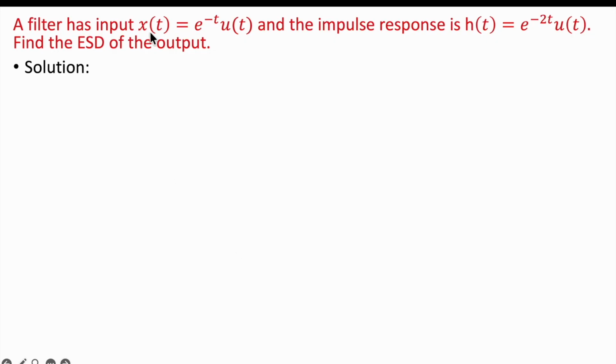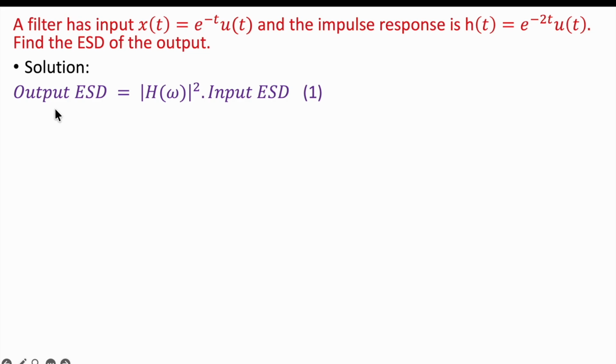So there is another example. A filter has input x of t equals e raised to power minus t u of t, and the impulse response h of t equals e raised to power minus 2t u of t, and you are asked to calculate the energy spectral density of the output.